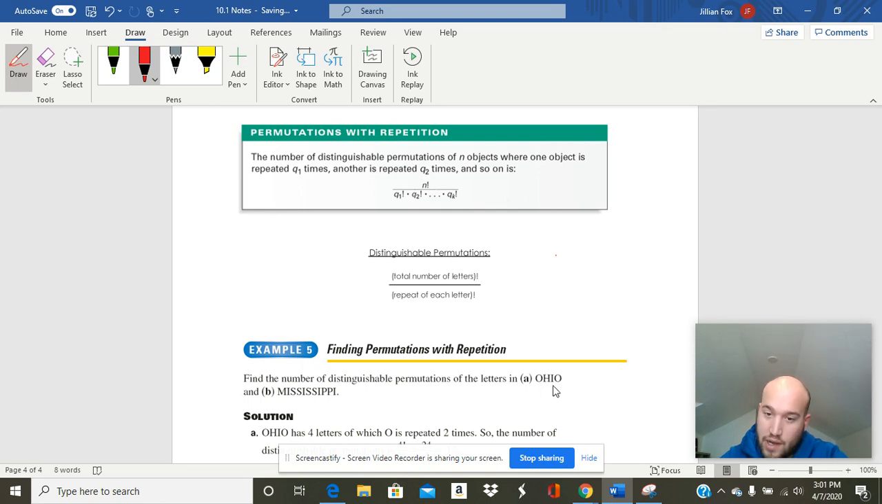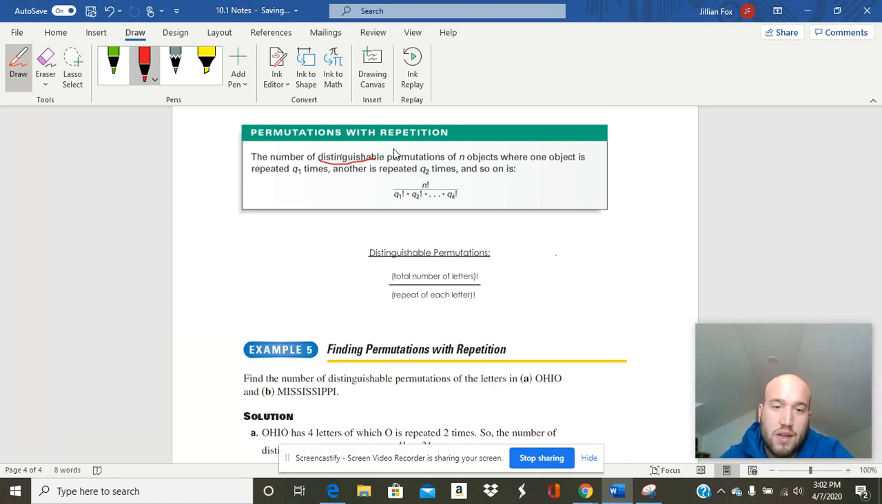If I write Ohio and then I flip the O's and I rewrite it again, it looks exactly the same. Distinguishable right here, we're considering that to mean they look different, okay? If someone walks in, these two O's, if I switch them, nothing changes. They don't know that I switched them. So that does not count as a distinguishable permutation, okay?